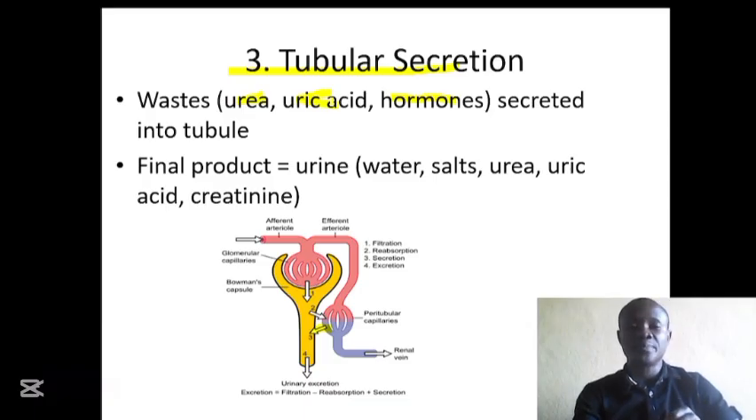the nephron. At the end of these three processes, the final product forms what we call urine. Urine consists of water, salt or electrolytes, urea, uric acid and creatinine.